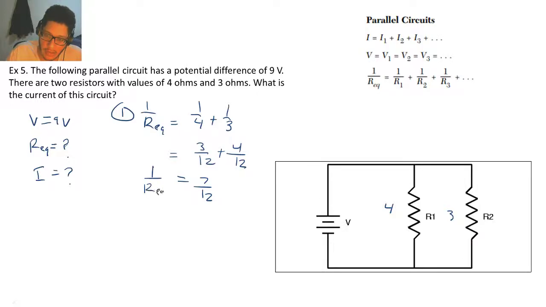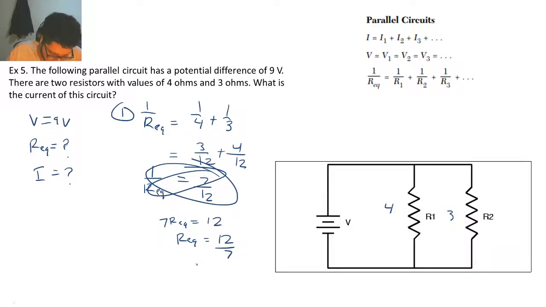And again, we can cross multiply here to get that 7 REQ equals 12. REQ equals 12 over 7, which is equal to 1.7 ohms. So if you remember, in the last problem where we had 3 resistors, the resistance was actually 1.44 ohms. So my resistance actually increased. I have less pathways to go through. I'm a little more restricted. I feel more resistance that way.